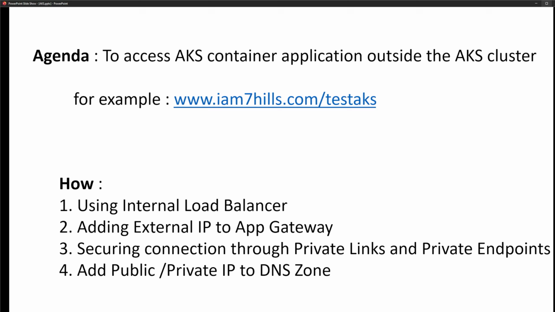For example, if you want to have a secure communication between your AKS cluster and app gateway, then you need to use private link and private endpoints. And if you want to make your application hosted on the public, then you need to use a public DNS zone. In my example, I will be using IONOS as a public DNS zone to resolve the public IP to access my AKS application.